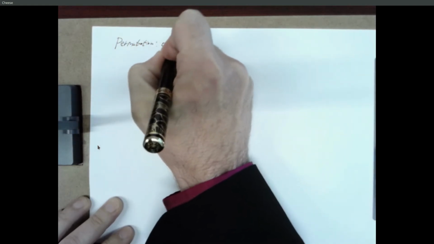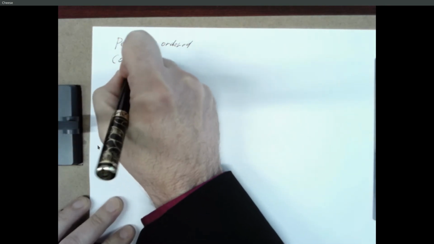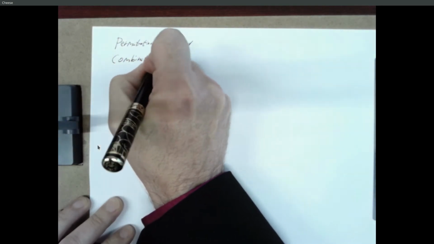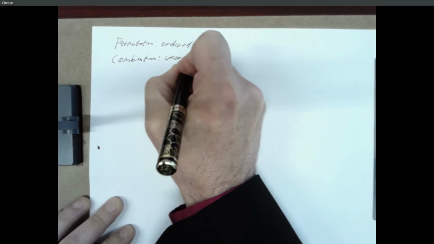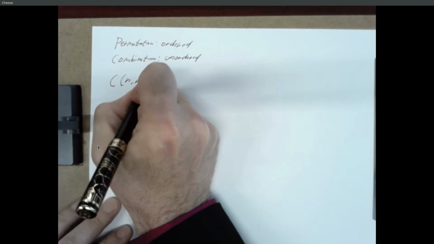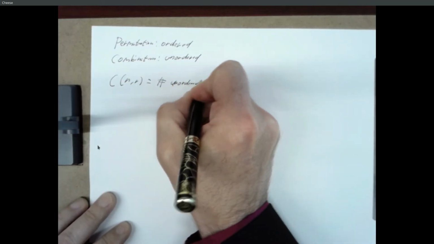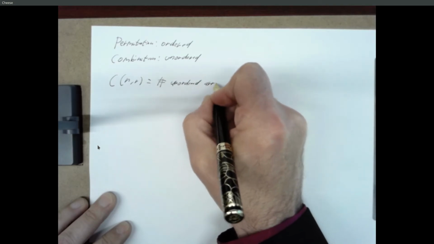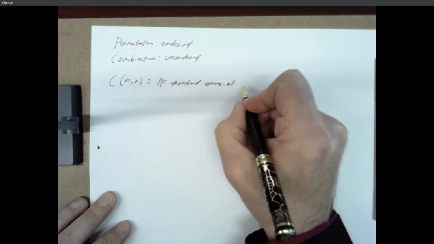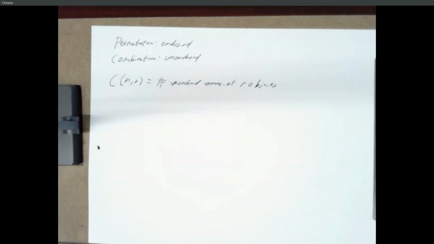So a permutation is an ordered arrangement of objects. A combination is unordered. So C(n, r) equals the number of unordered arrangements of r objects from a set of n.